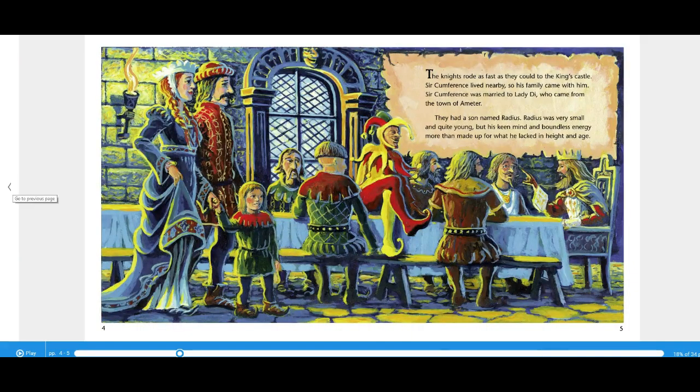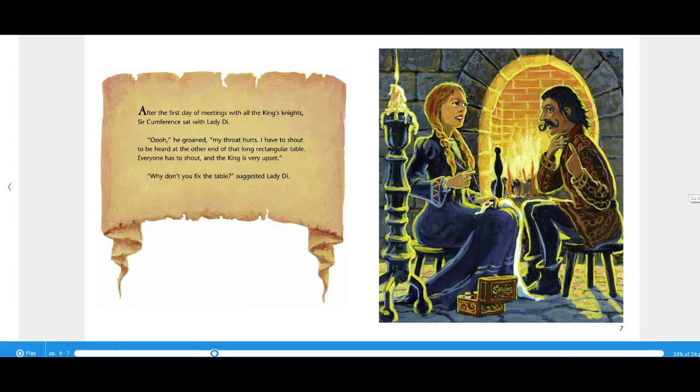The knights rode as fast as they could to the king's castle. Circumference lived nearby, so his family came with him. Circumference was married to Lady Di, who came from the town of Ameter. And they had a son named Radius. Radius was very small and quite young, but his keen mind and boundless energy more than made up for what he lacked in height and age.